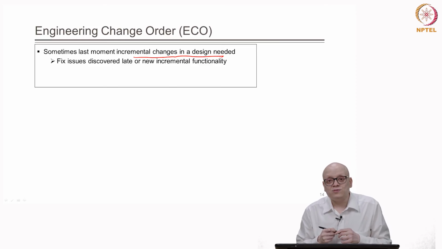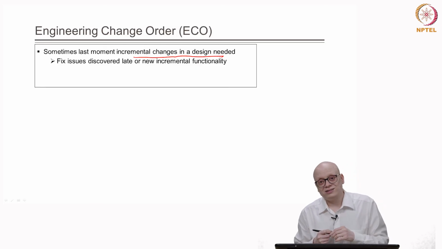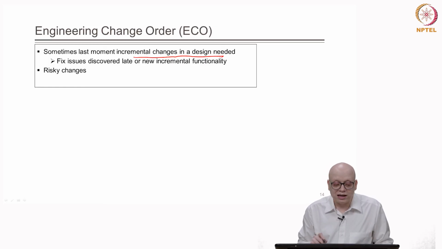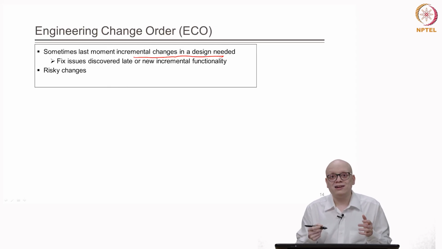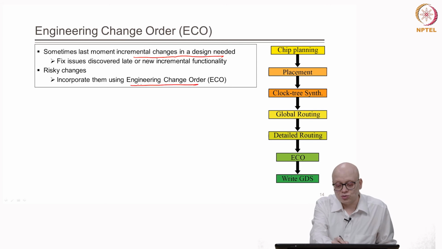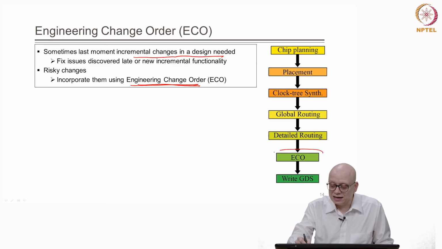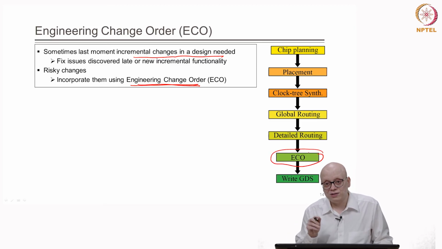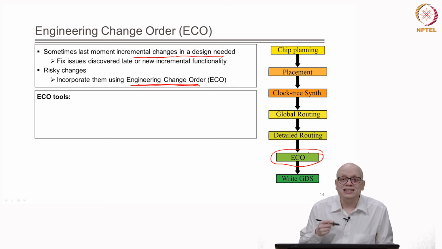So, if such changes are coming at the last moment of the design flow, then we have to be very careful, right. Why? Because these last moment changes can be very risky. They can introduce new errors, and therefore we incorporate these changes using engineering change order. So we do it very carefully through the engineering change order mechanism, at the end of this design flow, and we take help of what are known as ECO tools.